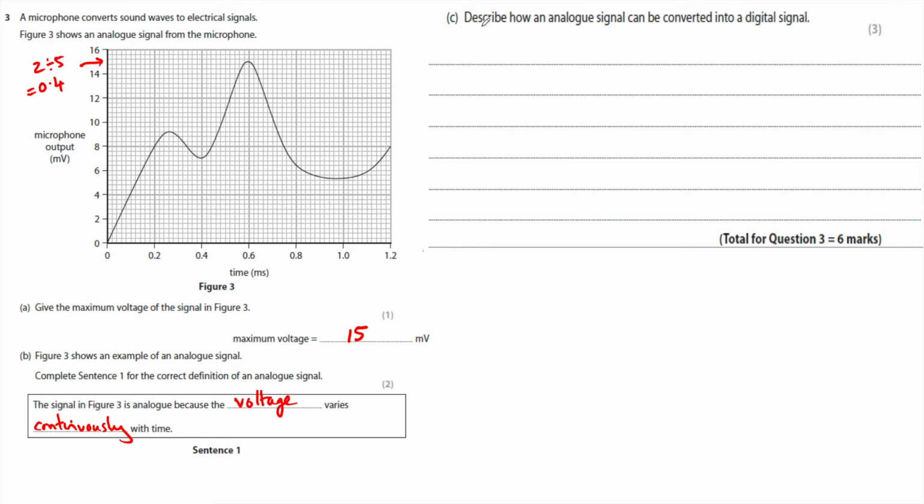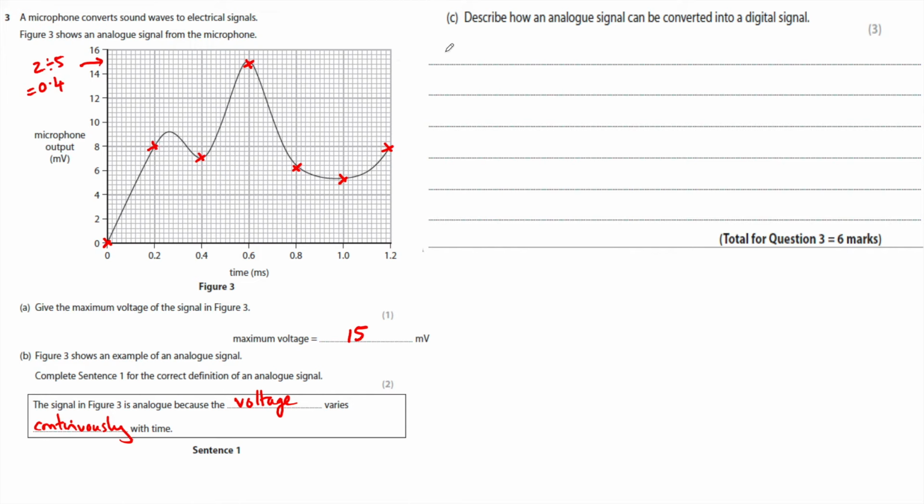Part C. Describe how an analog signal can be converted into a digital signal. Well, what you need to do is, first of all, you need to sample at set time intervals. So you can see I am sampling at set time intervals of 0.2 milliseconds. And once you've sampled at a set time interval, you then convert that voltage from an analog signal into a digital binary code or number.